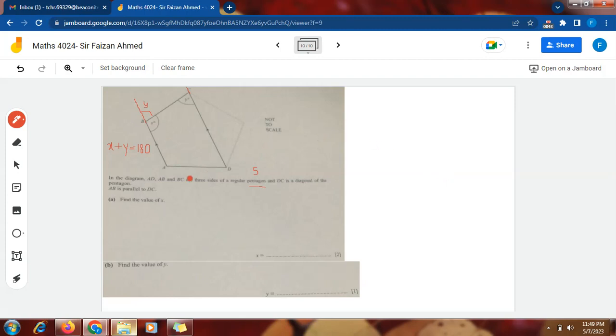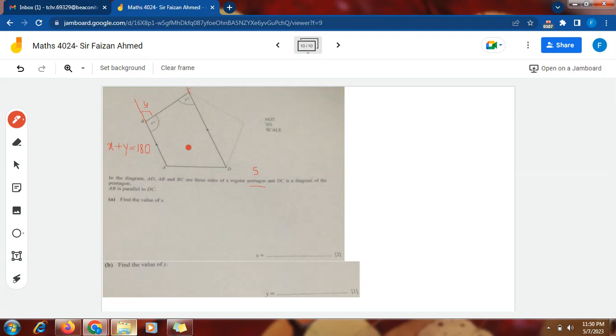The question says: in the diagram, AD, AB and BC are three sides of a regular pentagon and DC is a diagonal of the pentagon. AB is parallel to DC. Find the value of x in the first part, and in the second part we have to find the value of y. This is x and this is y. We have to find out the value of these two angles.